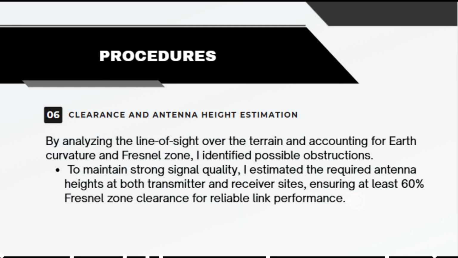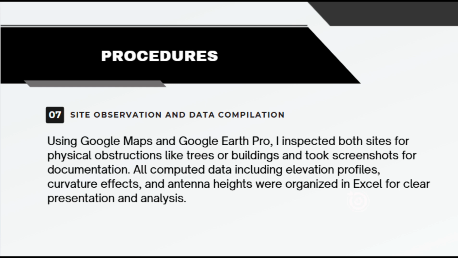Based on the curvature and terrain data, I estimated the antenna heights at both the transmitter and receiver sites. This ensured a clear line of sight with adequate Fresnel zone clearance for reliable communication. Using Google Maps and Google Earth Pro, I inspected both sites for physical obstructions like trees or buildings and took screenshots for documentation. All computed data, including elevation profiles, curvature effects, and antenna heights, were organized in Excel for clear presentation and analysis.